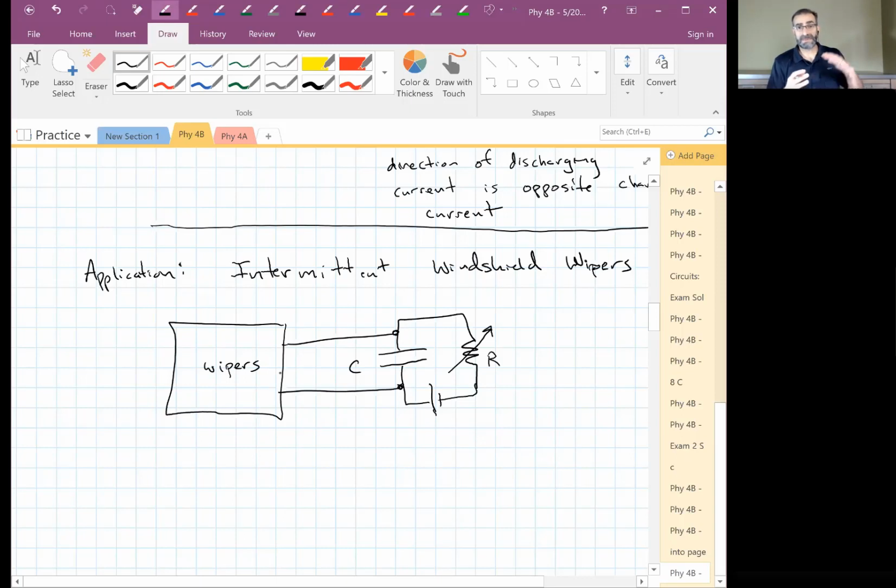When the windshield wipers get the voltage they need, they go. And that drains the capacitor. The battery charges up that capacitor. As soon as it gets to the right voltage, the capacitor discharges through the windshield wipers, causing them to go. And then it takes time to charge back up again. And you can change the time by changing the resistance in the RC circuit. So it's a relatively simple design, but it makes those intermittent windshield wipers work.